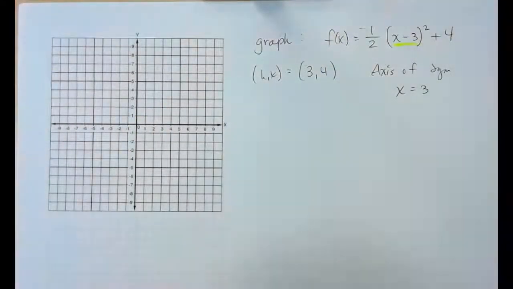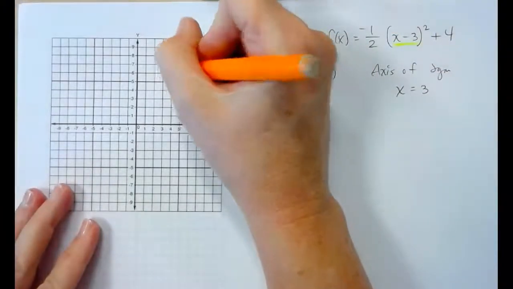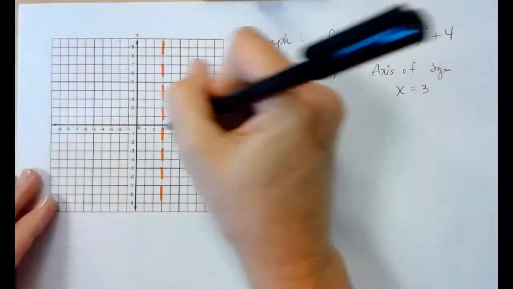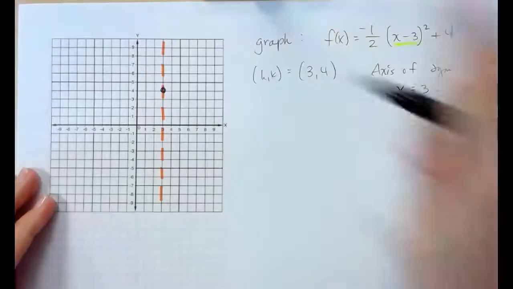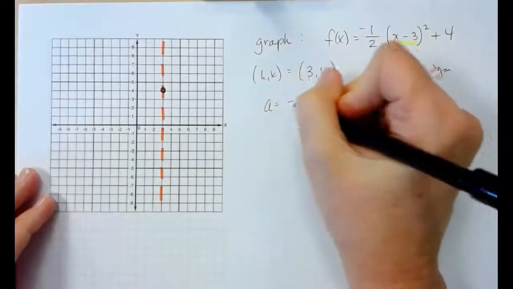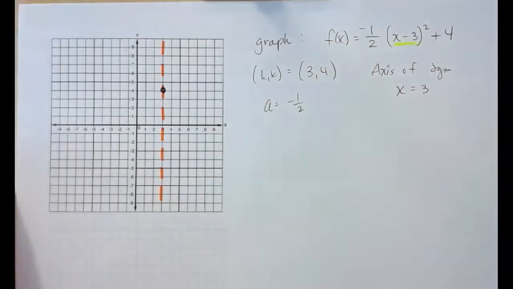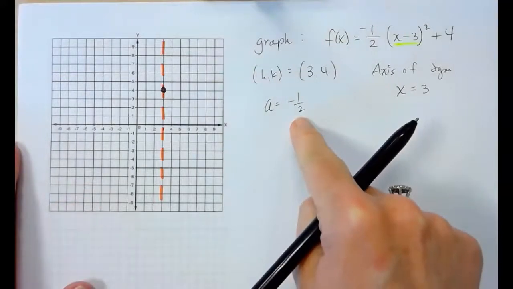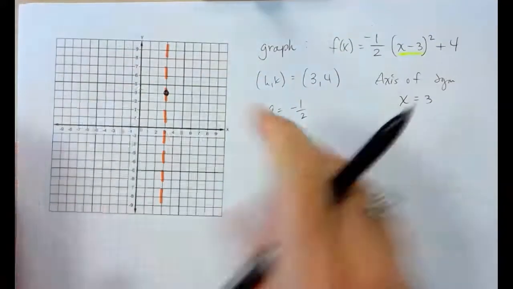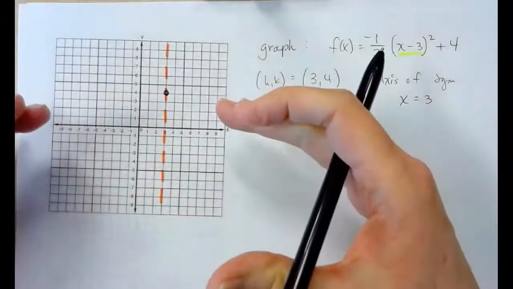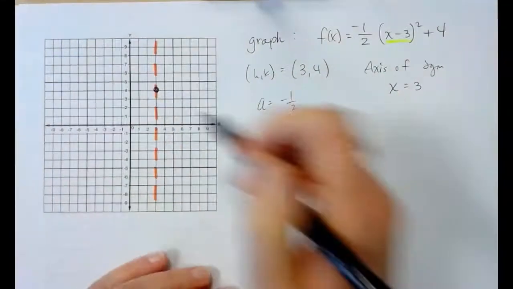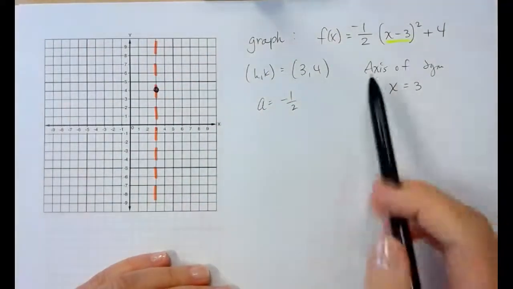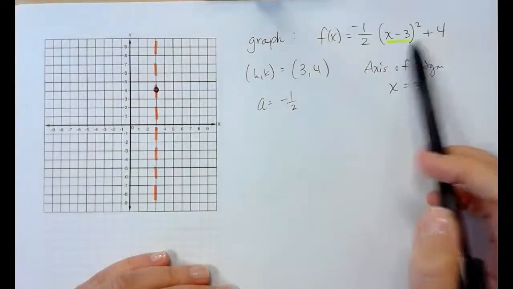So I'm going to utilize that axis of symmetry at x equals 3. Go ahead and put that in, and also plot the point that is the vertex. Over 3, up 4. Now, we also know that our a value here is negative 1/2. Since the a value is negative, our parabola is going to open down. Since our a value is between 0 and negative 1, the parabola is going to be a little bit wider. So those are some characteristics that we can see based on the a value, the h, and the k.